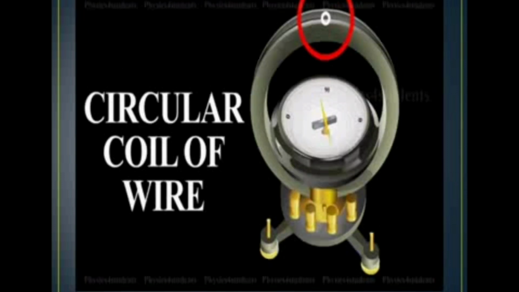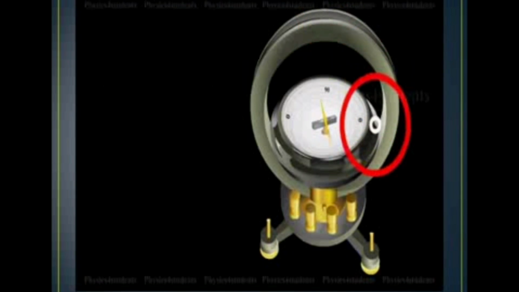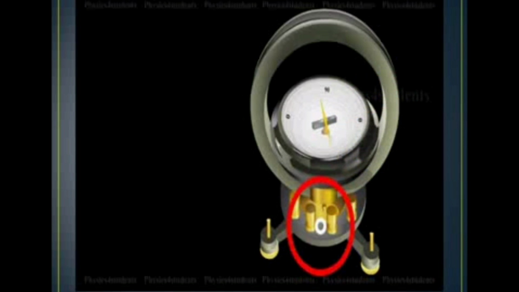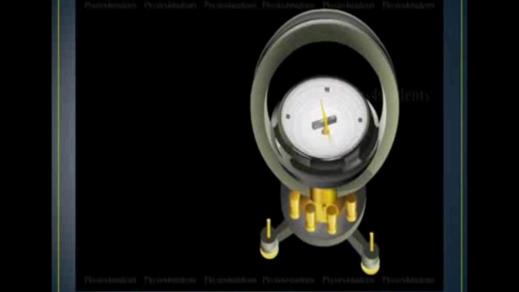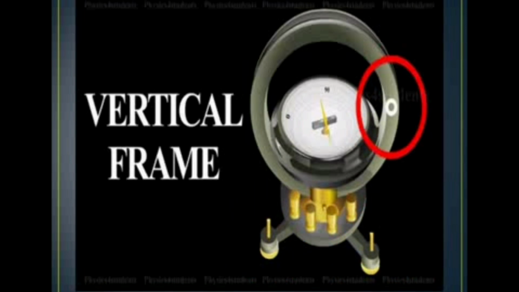So it is made up of a circular coil of wire. It is made up of brass or wood. It's a circular coil made of brass material or wood material. So this is called a tangent galvanometer. There are 3 leveling screws. They are used to keep the tangent galvanometer horizontal.